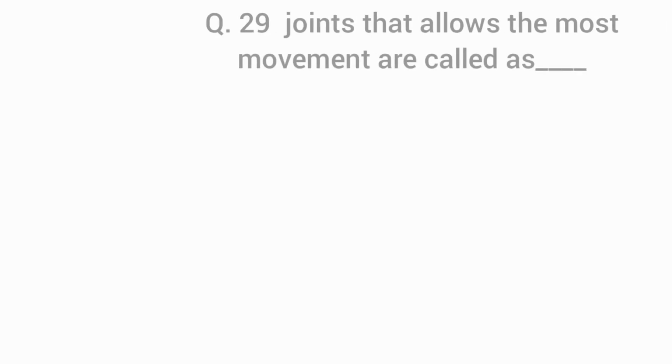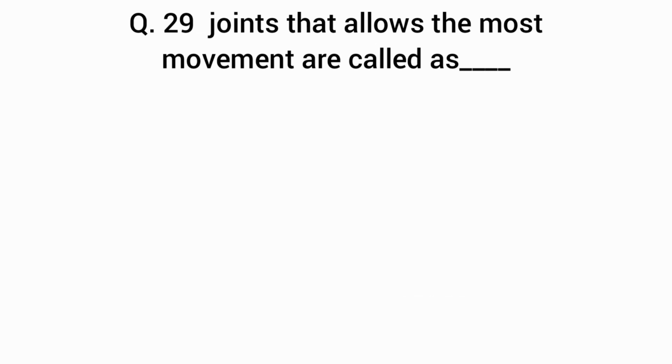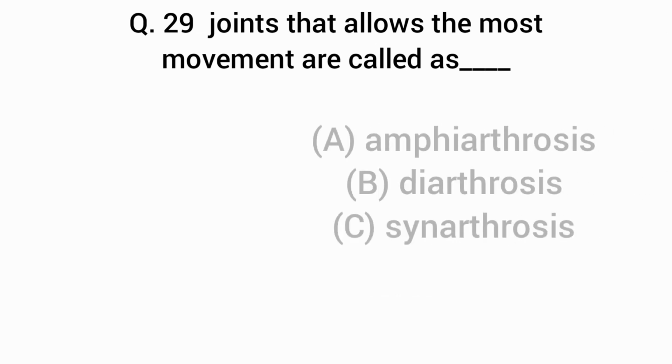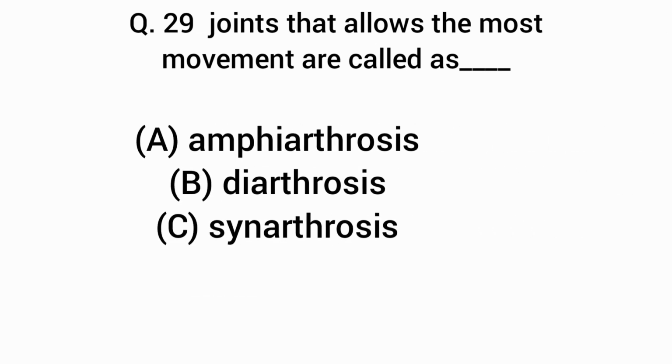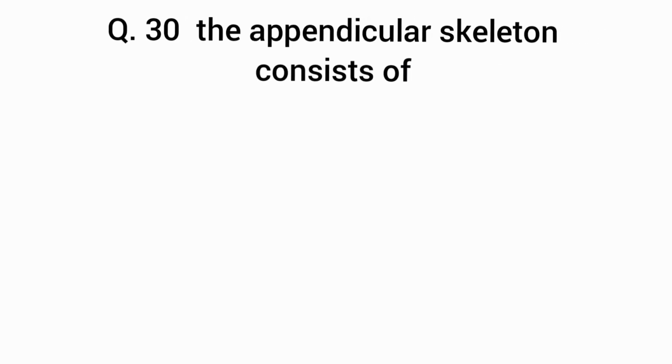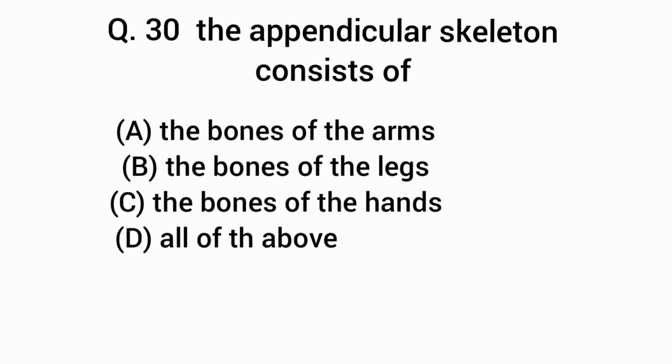Femur. Question number 29. Joints that allow the most movement are called as A. Amphiarthrosis. B. Diarthrosis. C. Synarthrosis. And the answer is B. Question number 30. The appendicular skeleton consists of A. The bones of the arms. B. The bones of the legs. C. The bones of the hands. D. All of the above. And answer is D.